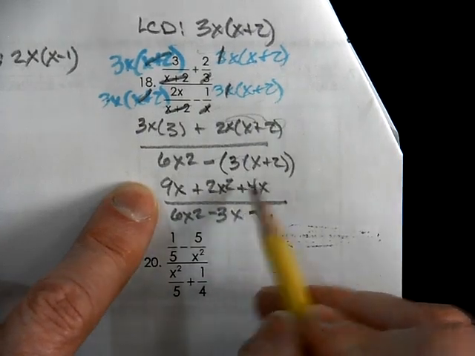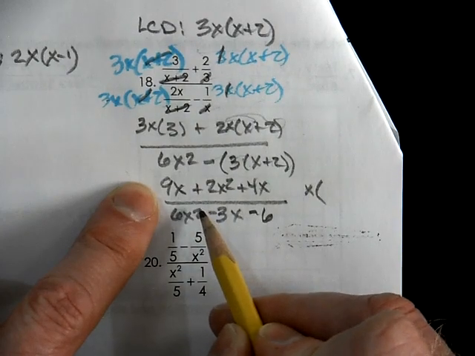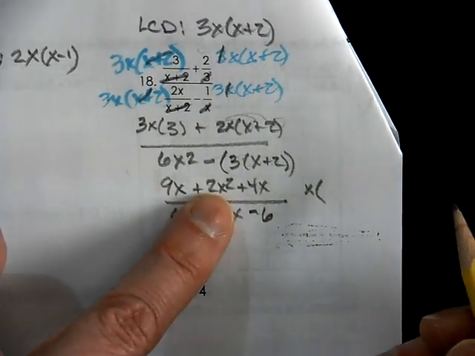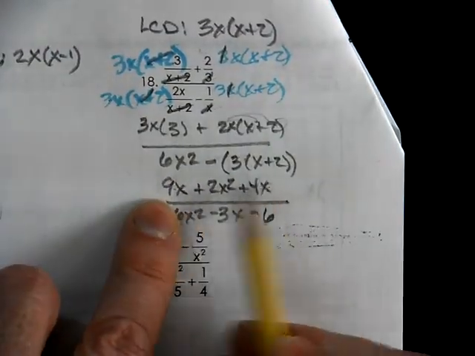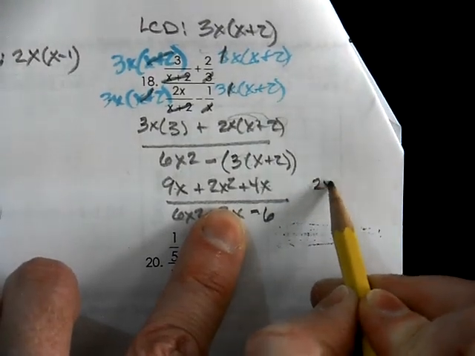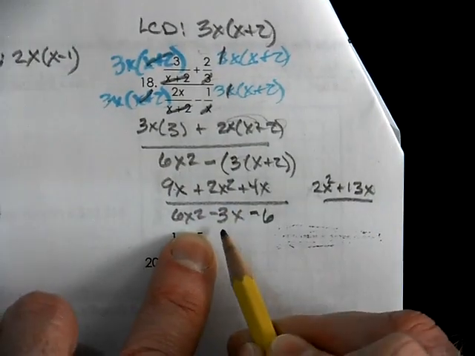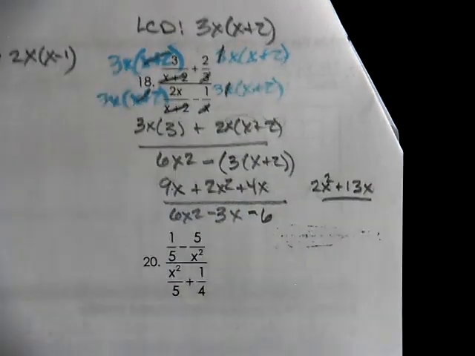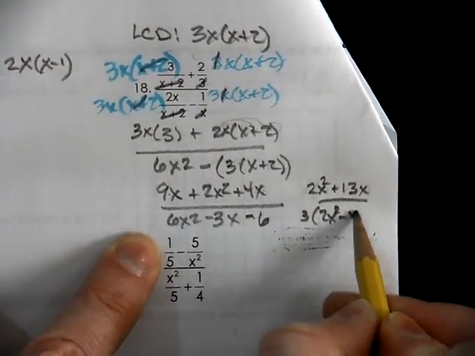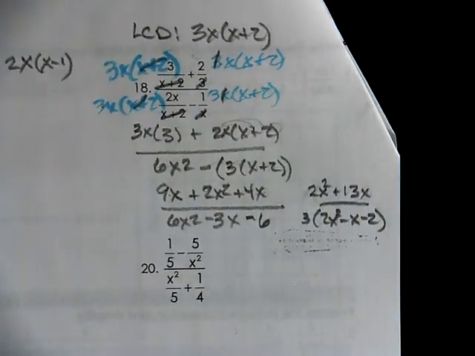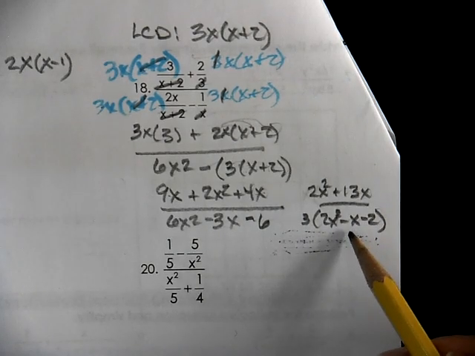So I notice there's an extra x in here. We could pull that out if we wanted to. No, hang on a sec. Let's retry that. These are our like terms. So let's collect our like terms together. 2x squared plus 13x. And let's pull this 3 out. 2x squared minus x minus 2. That does not look factorable. You can't multiply to be negative 4 and add to be 1.